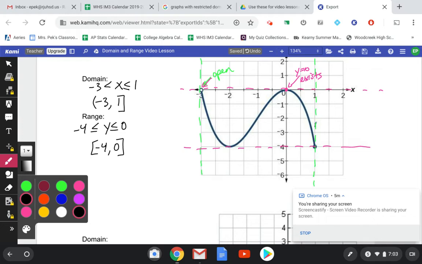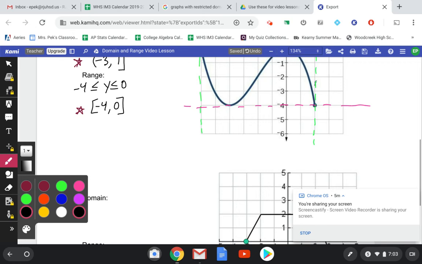Another thing I wanted to mention is when we're doing interval notation, the intervals do need to go from lowest to highest numbers. So you need to pay attention to the order of the numbers that you write.